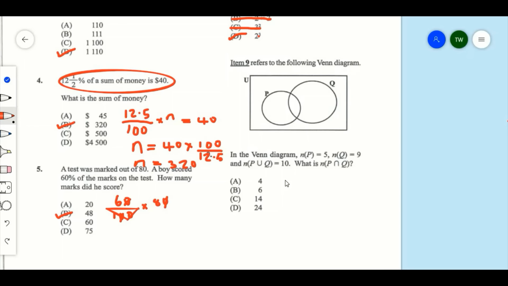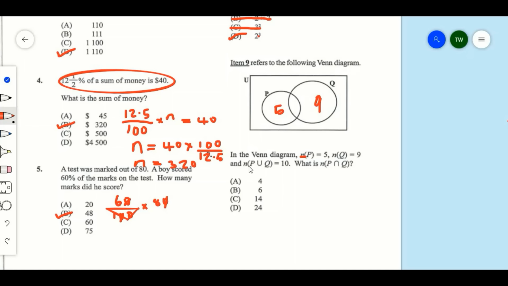Item 9 refers to the following Venn diagram. And as you can see here, we have a Venn diagram with P and Q. In the Venn diagram, the number of elements in P is equal to 5, which is this 5 element here. And the number of elements in Q is equal to 9.